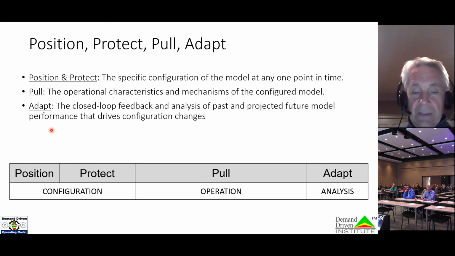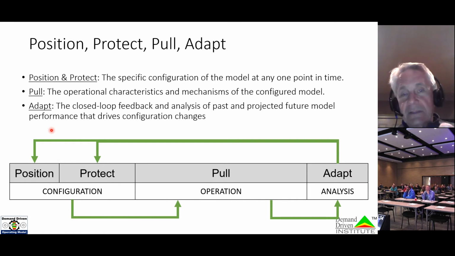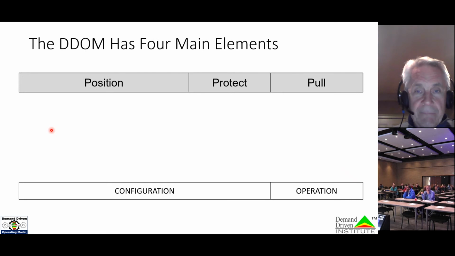And then obviously we need an adaptive feedback loop, because as we do this, we learn more: how much variation we're experiencing, where there are points of exposure, where we need additional capacity, things like that. You'll start to see this as we go through the charts a bit deeper here. So the idea is position, protect, that allows us to pull, and then through an adaptation loop, we can gain better control of the system as we go through time.